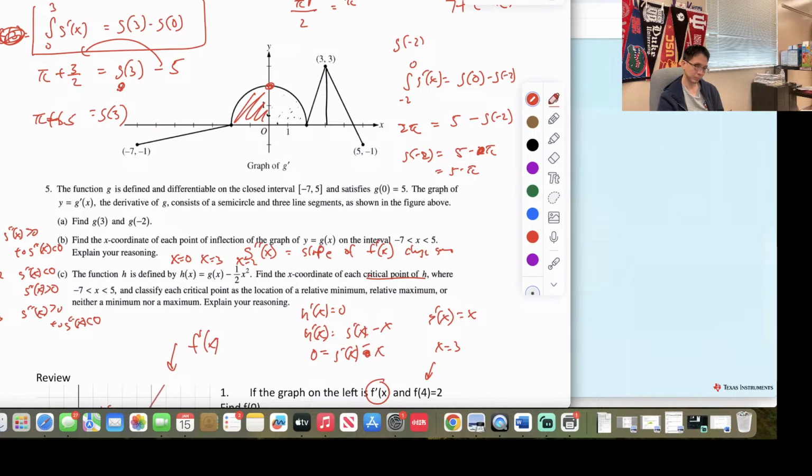Because the 2 cancels out the 1/2. The x coordinate is h equal to 3. Is that equal to g double prime? What is that? I write down g prime of x. No, that's just one prime.